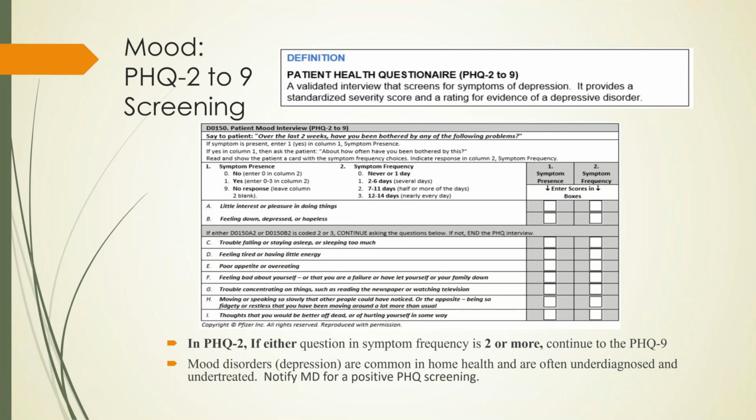And then you're going to ask them little interest or pleasure in doing things, yes or no. Feeling down, depressed, or hopeless, yes or no. If they answer yes, then you're going to want to ask, well, how often are you bothered by that? So that's where then in column 2, you're going to score the frequency of how often they're bothered. With this one, if you get a 2 for either of these responses, then the instruction is to go ahead and finish the rest of the questions and do all 9 and do the whole PHQ-9. If you get a 0 or a 1 in both of them, then you can stop the interview and you don't have to go any further.